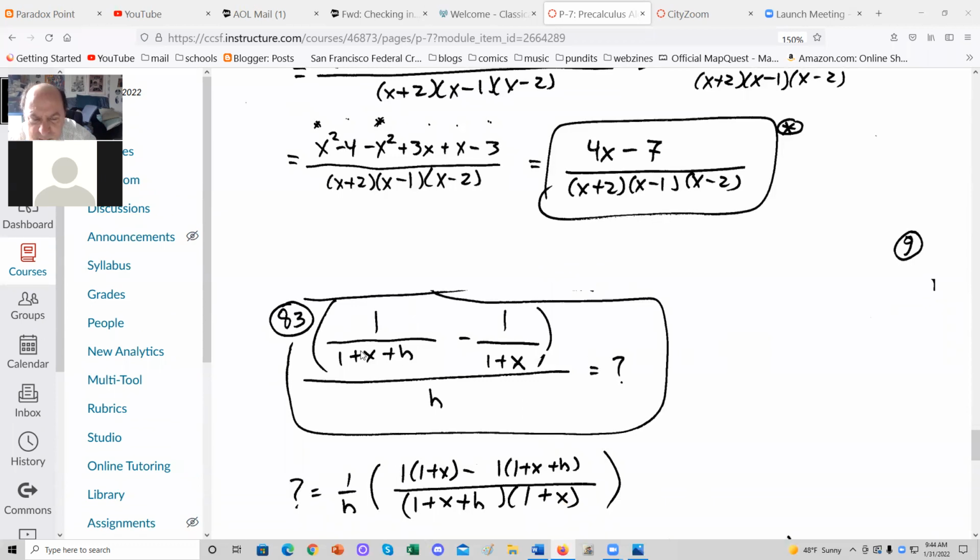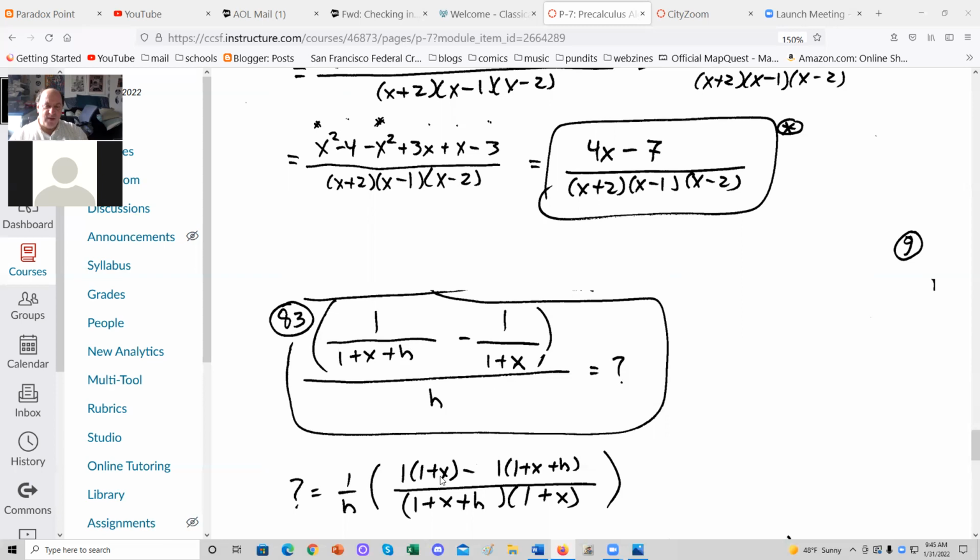1 over (1 plus x plus h) minus 1 over (1 plus x), all divided by h, is what? This is related to something called the difference quotient, which is something you'll see all the time if and when you get to the calculus. All right, let's make life a little easier. It's all over h. Let's put this as a 1 over h in front, just to make the thing less bulky looking. And we have a fraction minus a fraction, so you use the rabbit rule.